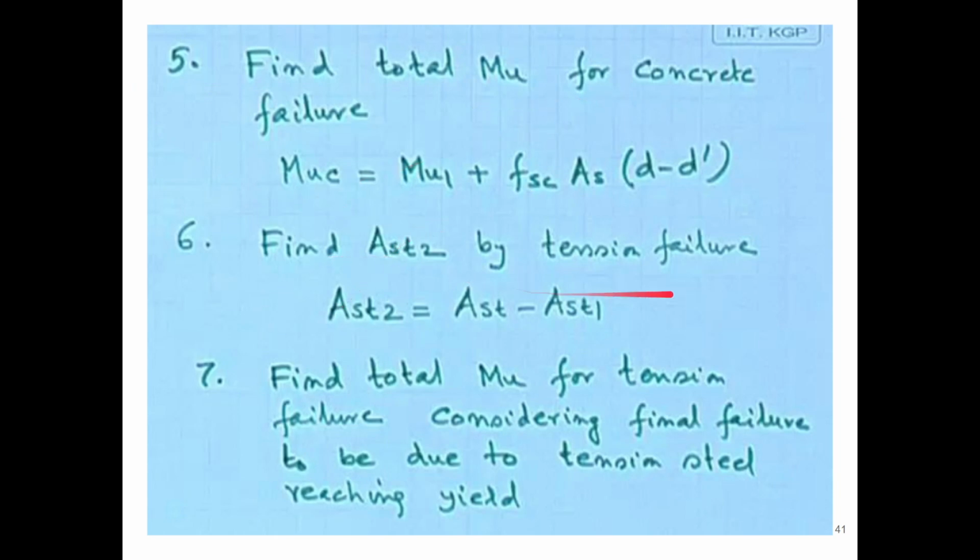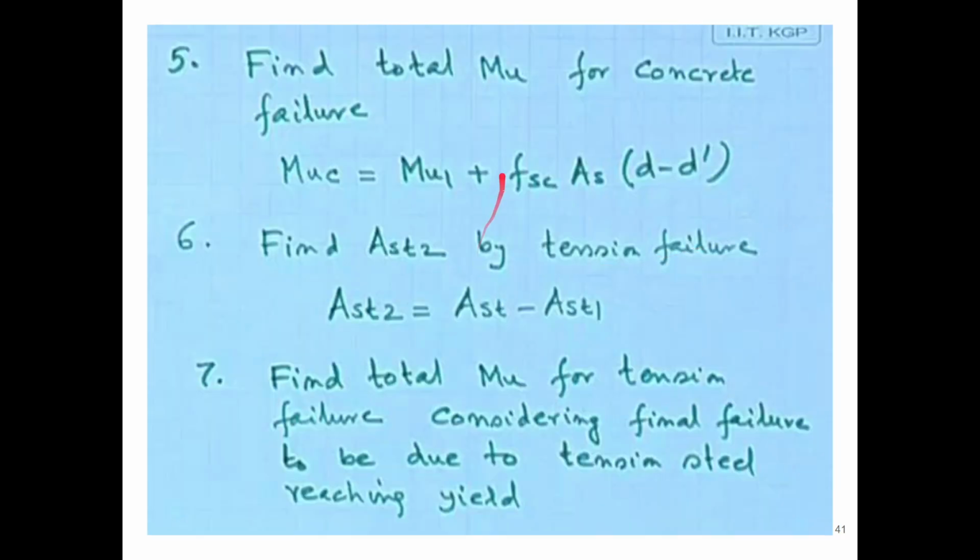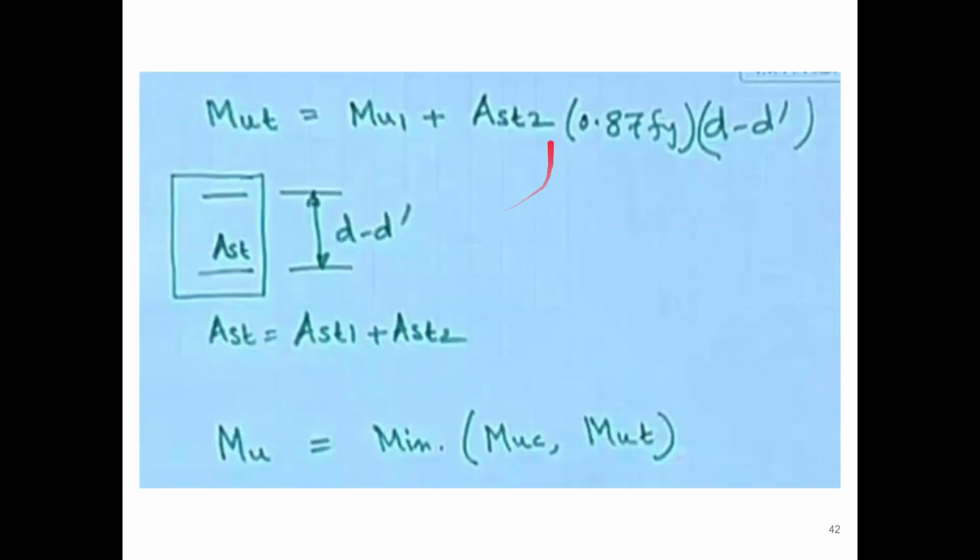Similarly for tension failure, we have to find out the extra area of steel we have provided, which is Ast2. That is equal to the total area of steel minus the area of steel for the singly reinforced section. So find the total Mu for tension failure, considering final failure to be due to tension steel reaching yield. This will be Mut. Mut equals Mu1, as I just told you, both will be the same because it was in the limiting condition, plus Ast2 into 0.87 fy into d minus d prime.